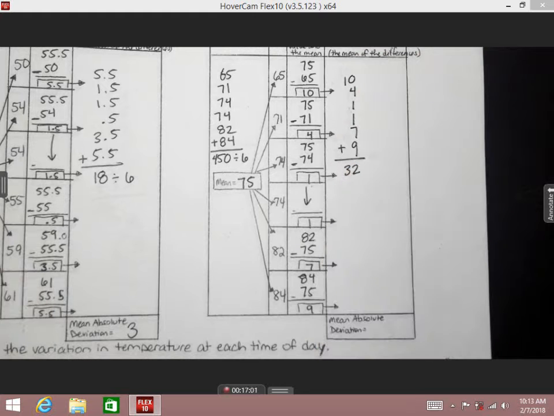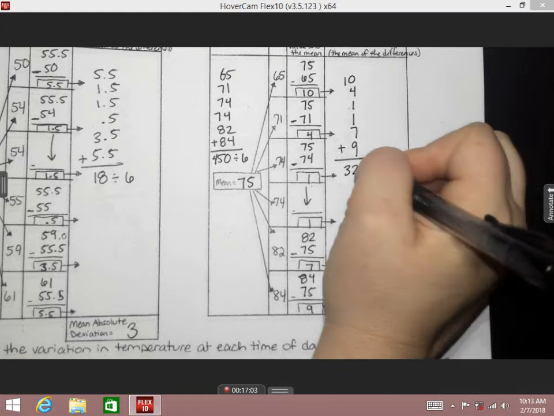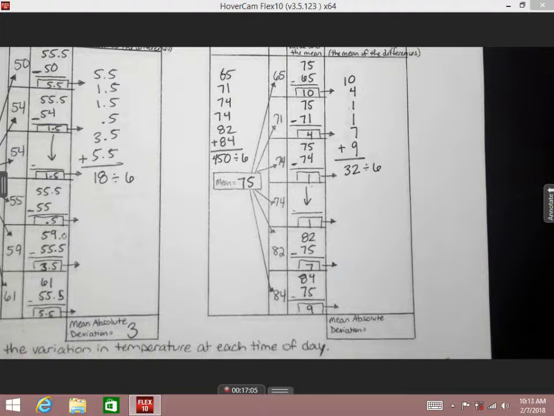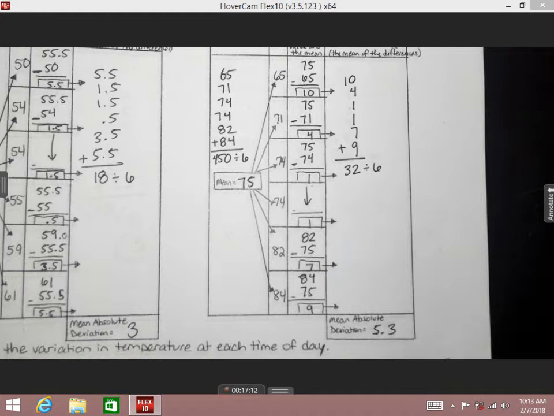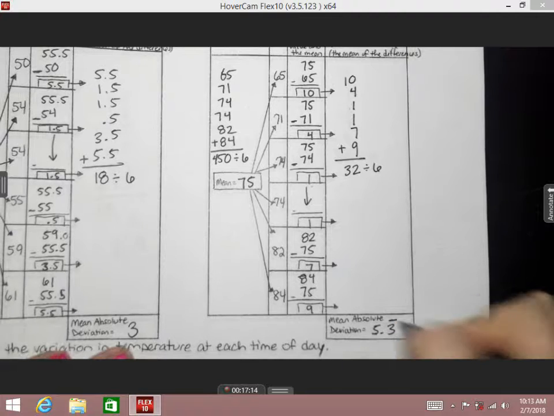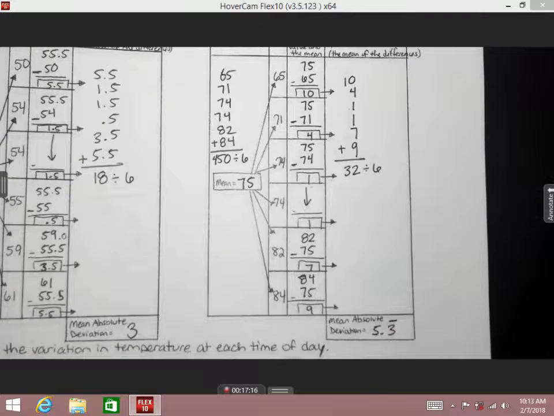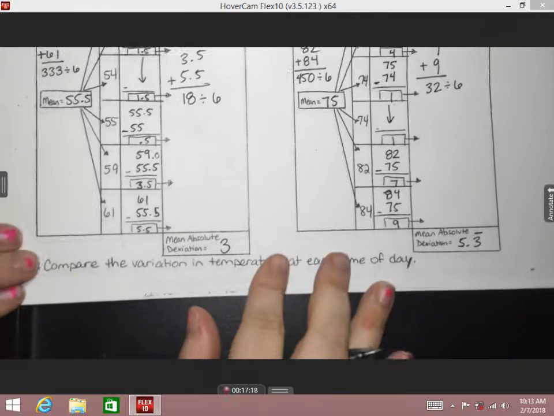Because the mean isn't just adding. Ellie? Divide it by 6. And what do we get there? Sophia? 5.3 that goes on forever. How do I show that that 3 goes on forever? Put a line over the 3. Excellent job.